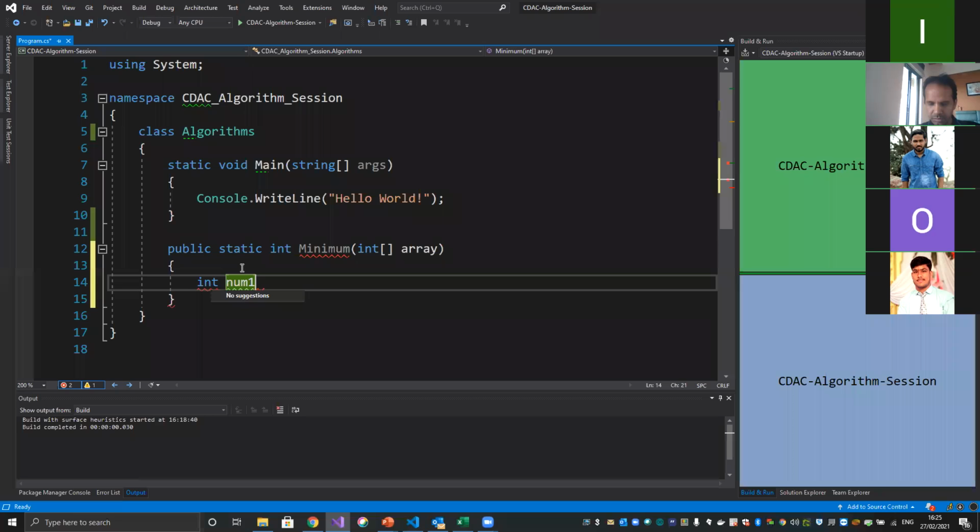Because we will compare it with num2. And then there's a num3. Depends. If we take the minimum of num1 and num2, and then compare that with num3, so that will become num1. Yeah, so there's a num3 also. No, not really, Sir, because as soon as we compare num1 and num2, we take out the minimum.